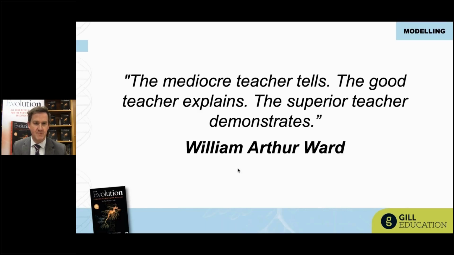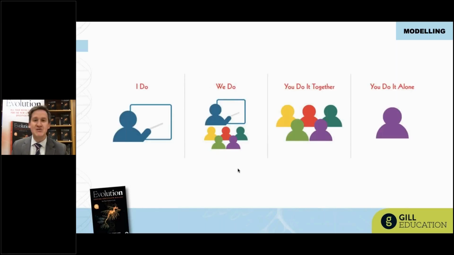And there's a lovely quote about modeling: the mediocre teacher tells, the good teacher explains, and the superior teacher demonstrates. For me, when I think of modeling, I think of the I do, we do, you do it together, you do it alone structure. Say, for example, I'm trying to teach students a particular lab skill. I will demonstrate it, I will show it. The students will repeat it all together. Then they go off and do it in groups, and then they get a chance to do it by themselves. So I might model the microscope, then we do it all together, we repeat it. They go off and do it in groups, helping each other out, and then they do it alone.